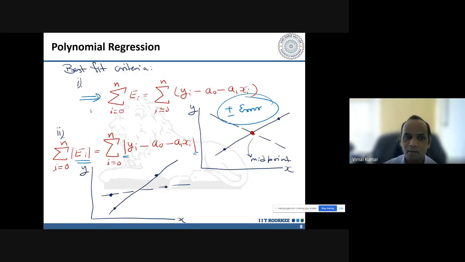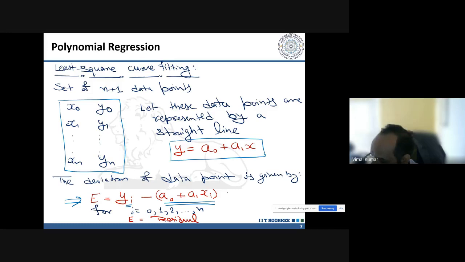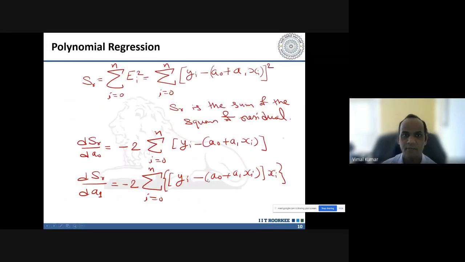So what happened, if I go back to this equation, we take the least sum of squares approach. This is the sum of e_i squared, i equal to 0 to n, which is the summation of y_i minus (a0 plus a1 x_i), whole squared, where S_R is the sum of the square of the residuals. So basically using this expression, we try to fit the linear regression.